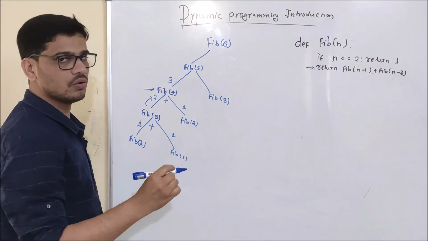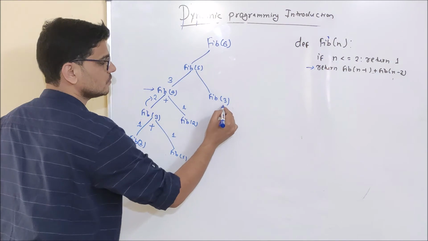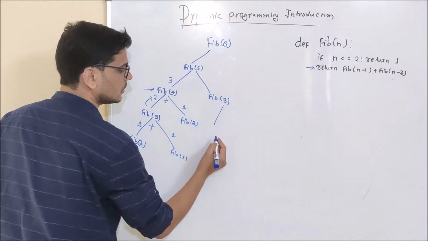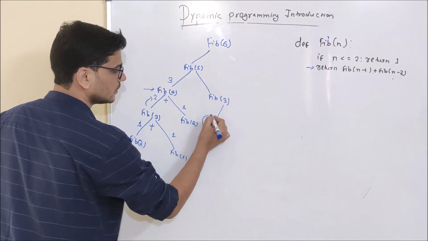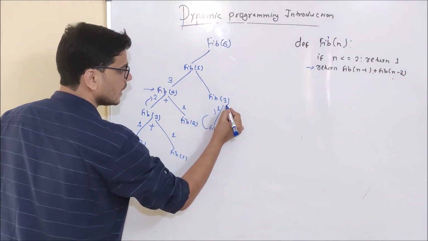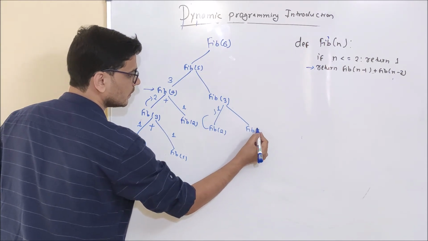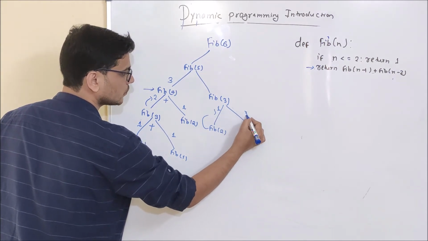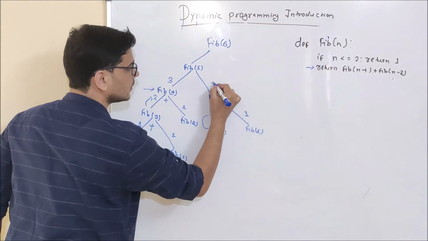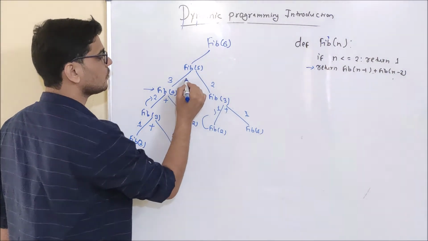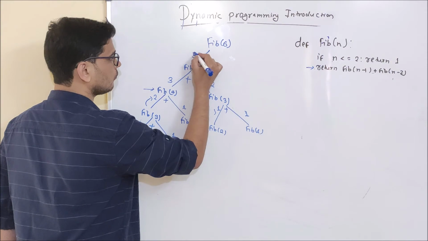And when fib of 3 goes for its own execution, what will it do? It will check this condition again. This condition will be false. Control will come to this return line and it will make a function call to fib of 2. Then fib of 2 will return 1 from here. And fib of 3 will call fib of 1, and fib of 1 will return 1 from here. Eventually fib of 3 will sum it up and return 2 from here. Then fib of 5 will sum these two and return 5 from here.